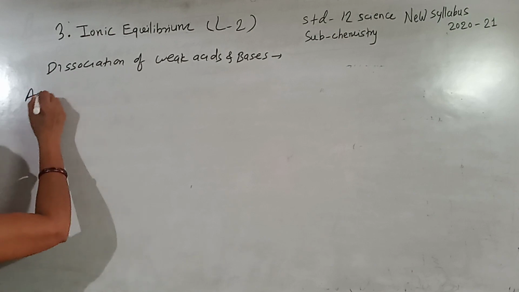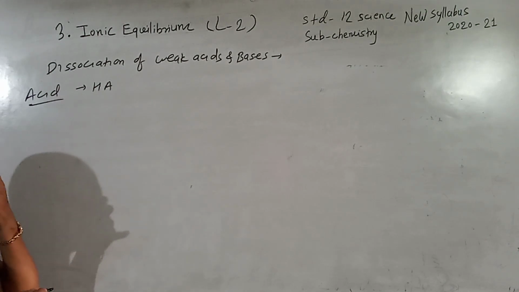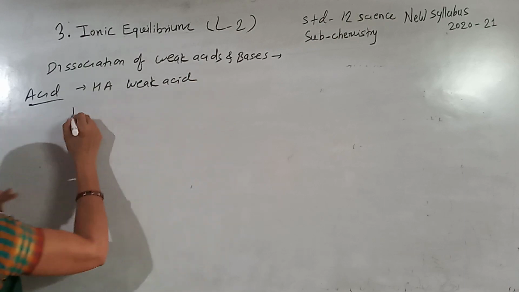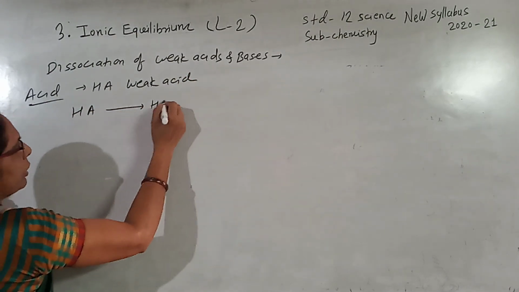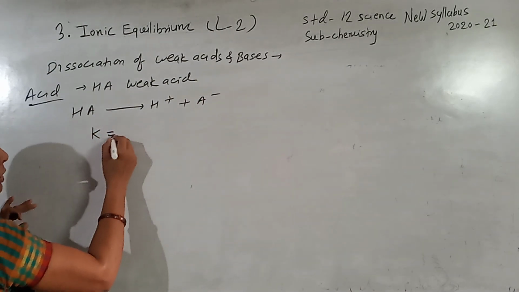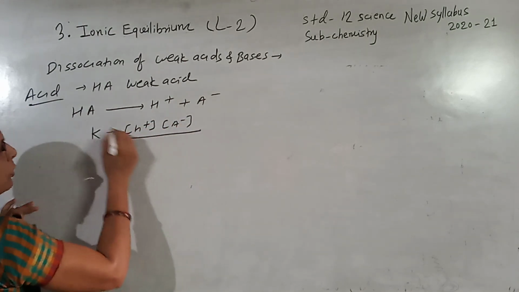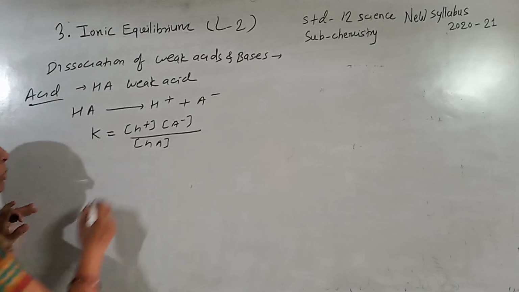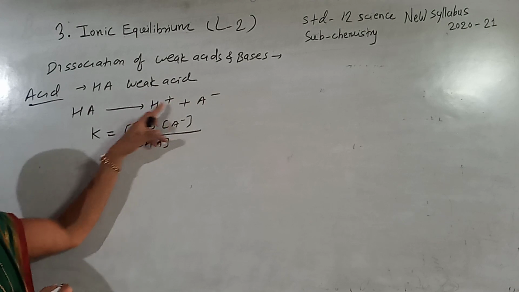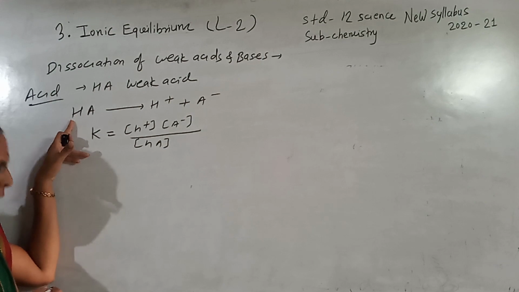Let us consider acid HA as a weak acid. When HA is dissolved in water, it gives H+ and A-. By applying the law of mass action, K is equal to the concentration of the products divided by the concentration of the reactant. The law of mass action gives a ratio of the concentration of the products to the concentration of the reactant. The products are the H+ ion and A- ion, and the reactant is HA.